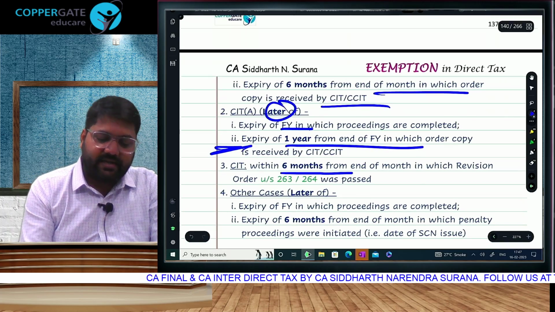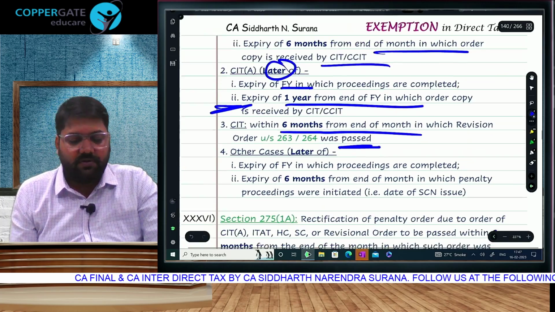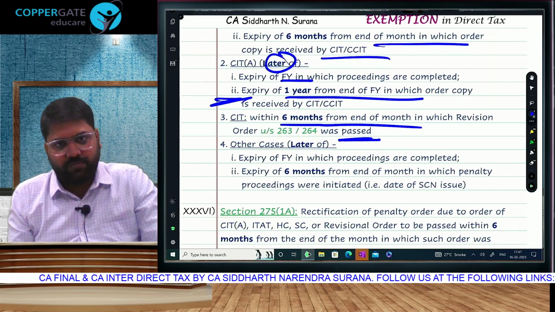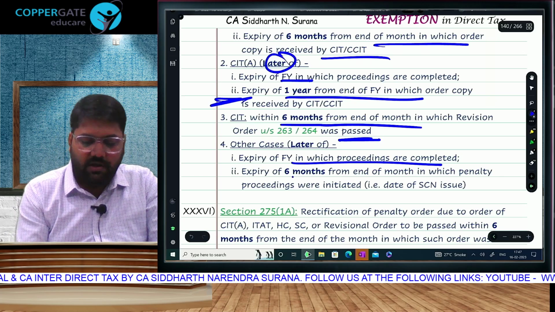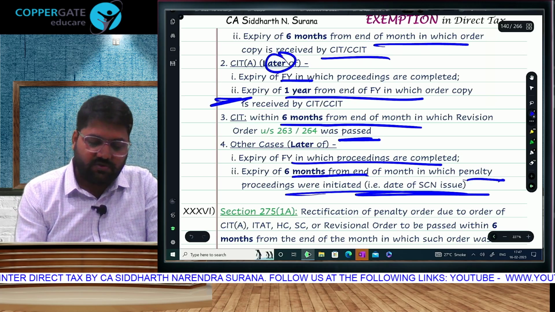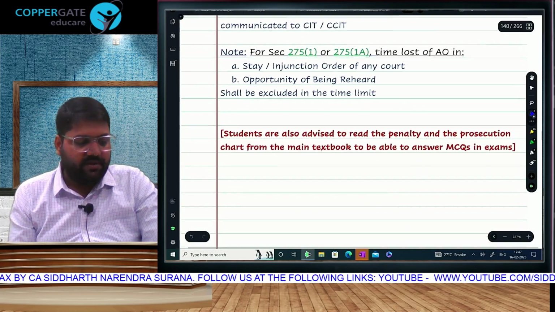If it is CIT ka case, toh 6 months from the end of the month in which the order was passed, because CIT hai na, toh order was passed. And any other case like High Court, Supreme Court or AO wala case, toh expiry of financial year in which proceedings are completed, or 6 months from the end of the month in which the show cause notice was given, again whichever is later, and here also certain time lost will be excluded.